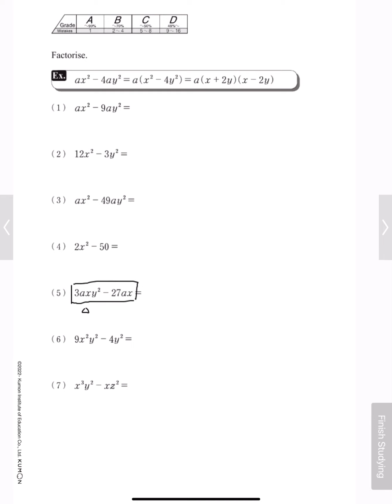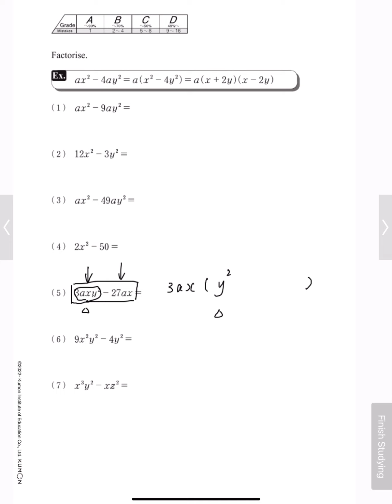What do I do? I learned before I can take out things first that both terms have in common. The terms are 3axy to the power of 2 and 27ax. What do they have in common? I know they have 3 in common for sure. They have a in common, and they also have x in common. When I'm done, what do I have left? If I divide 3axy to the power of 2, the original number here, by 3ax, I will only have y squared. Oh, did you see I have a square here?